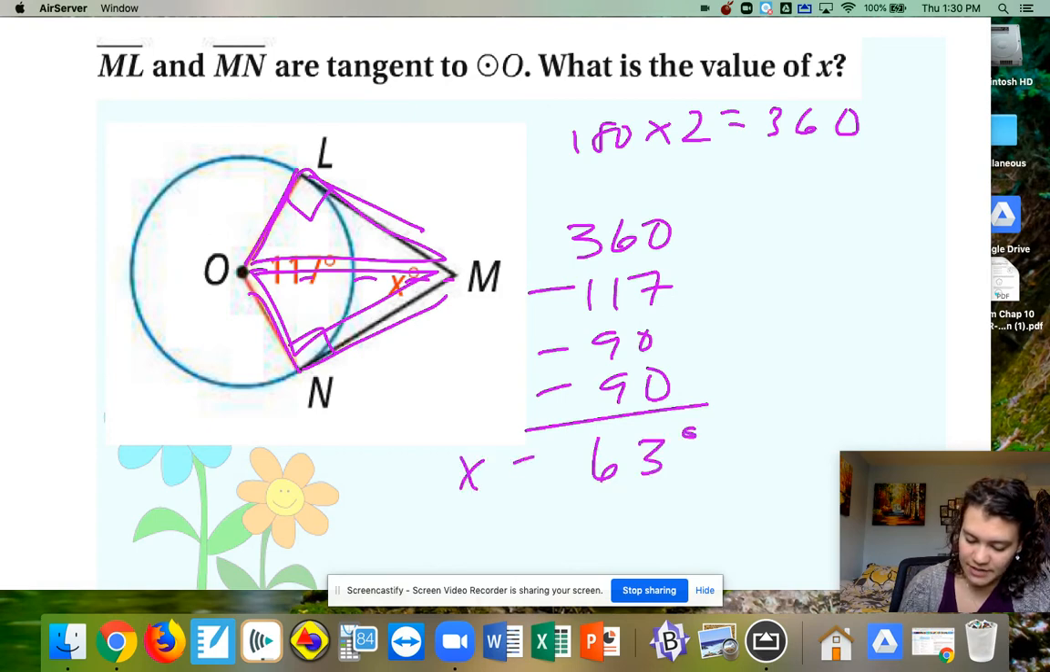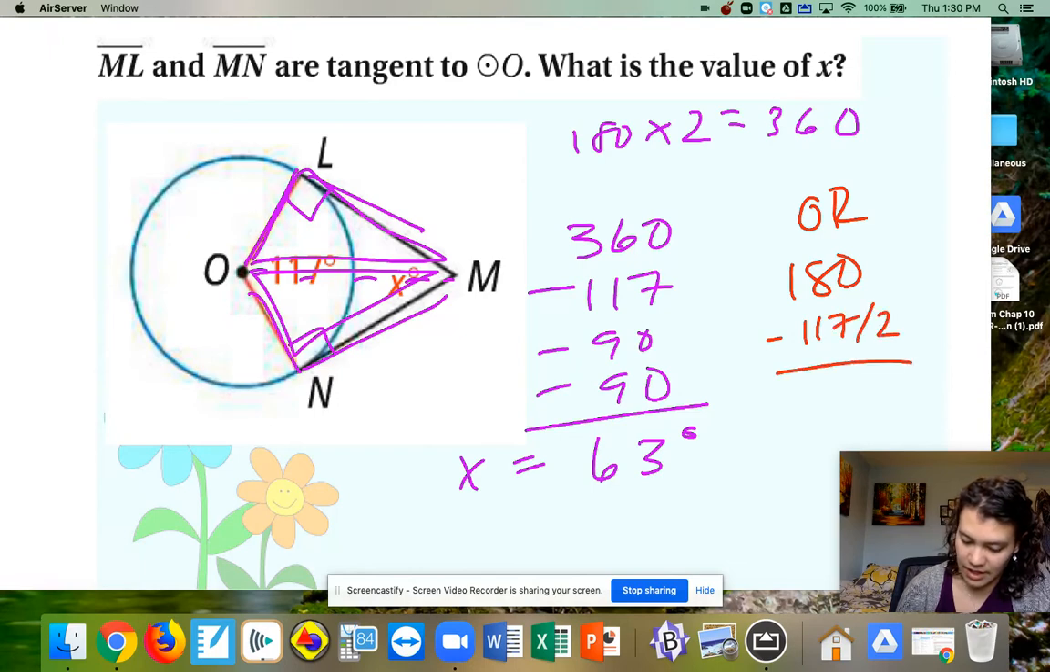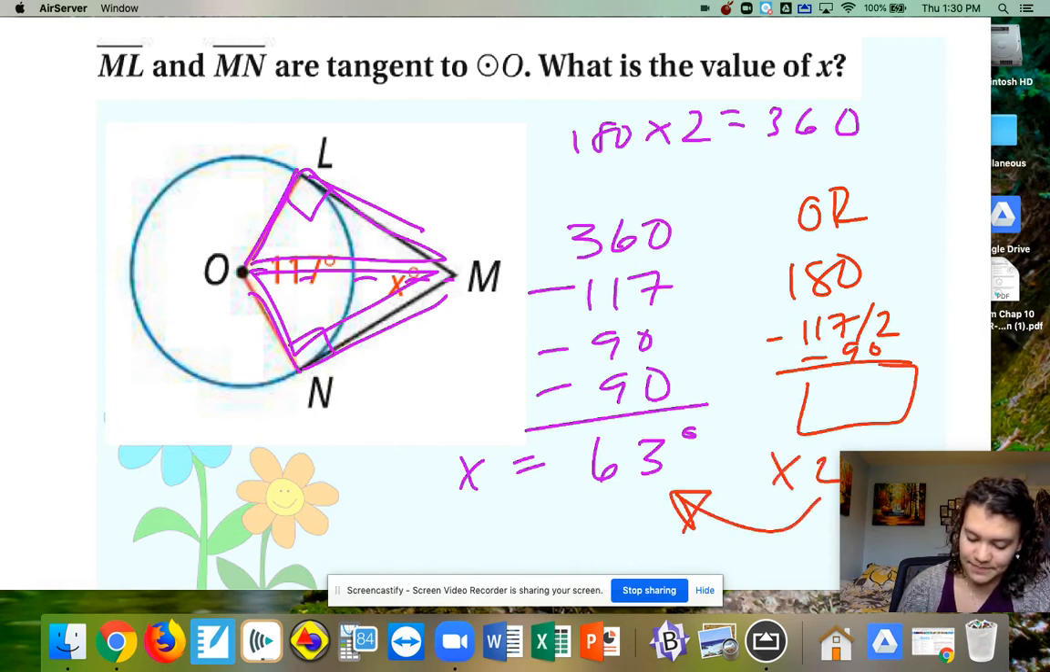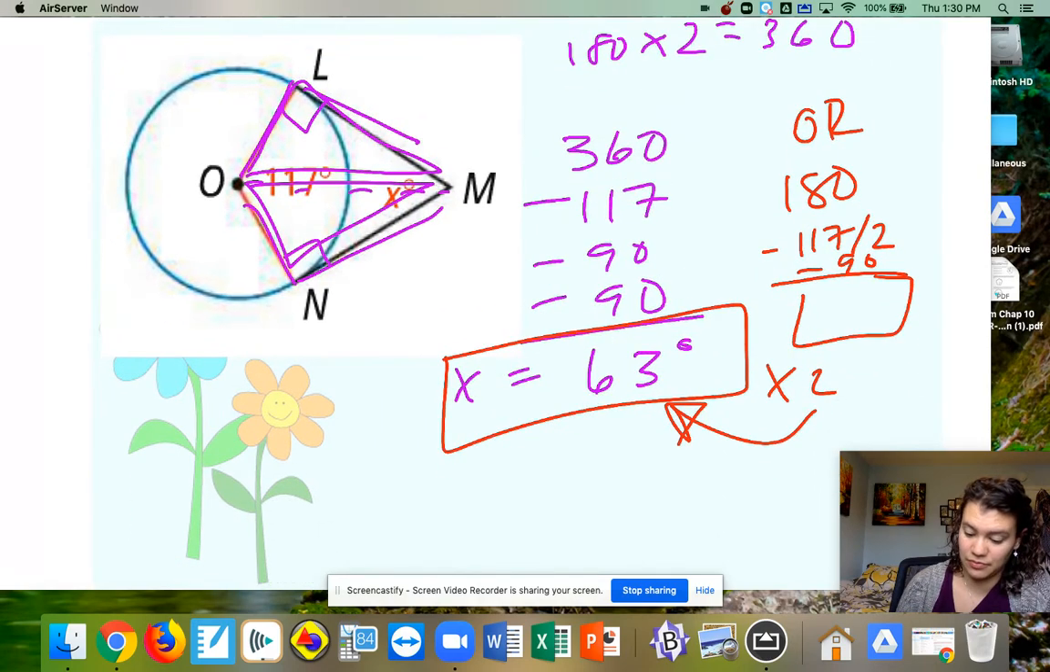63 for x. Or if I do it in a different color, you could do 180 and then subtract half of 117 and then subtract 90 and you'll get an answer and then multiply by 2 to give you your x. So either one is fine. It doesn't matter to me which you do.